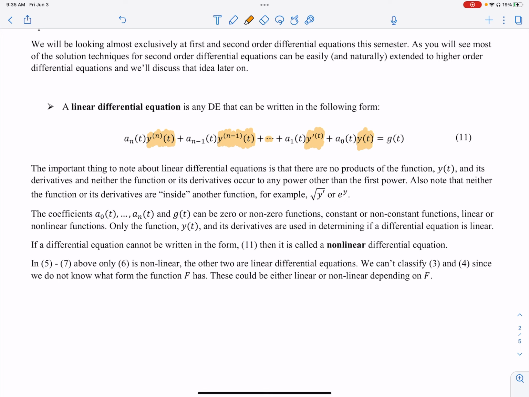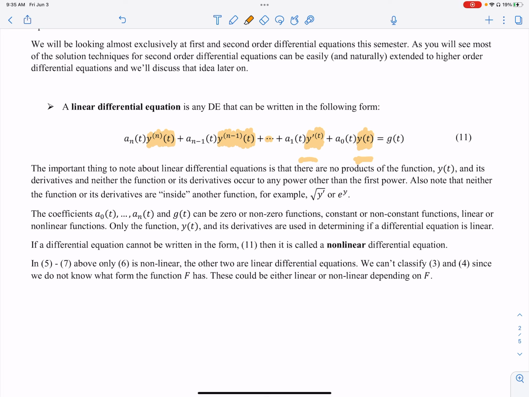So if it was the 5th derivative over here, it'd be the 5th derivative, 4th derivative, 3rd derivative, 2nd derivative, 1st derivative, and then here we need the function itself, so y. Now, here's a couple things. Those can be gone. Like I can have the 5th derivative, no 4th derivative, 3rd derivative, 2nd derivative, 1st derivative.